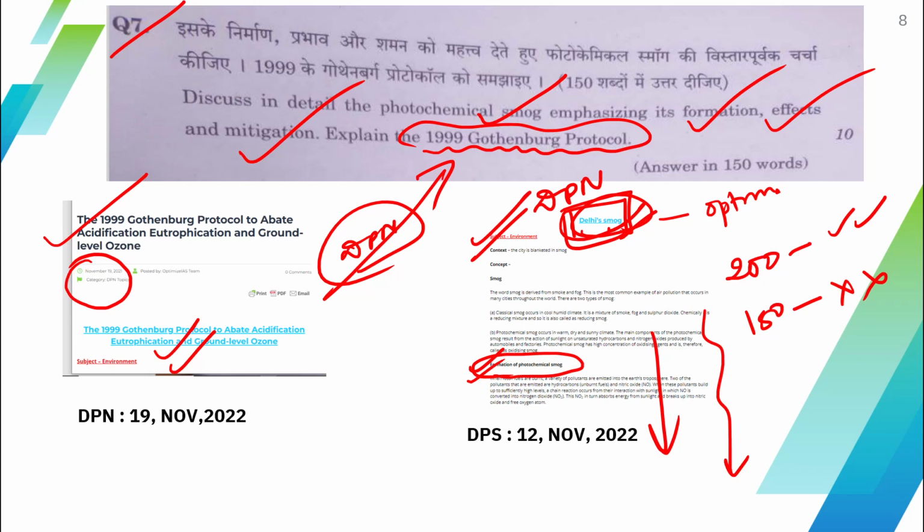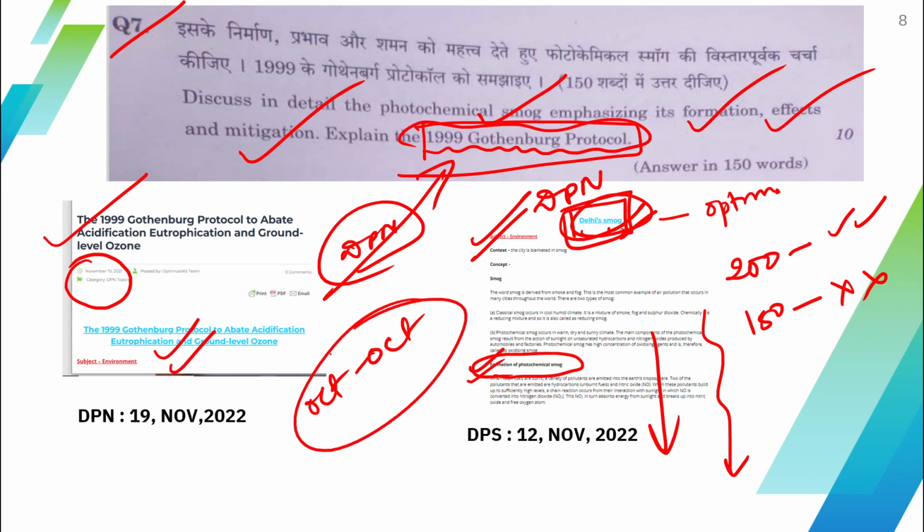Okay, guys. So directly this question is from the DPN. I don't think anywhere in India they have covered the Gothenburg Protocol in the last 1 year. Last 1 year means October to October. In the last 1 year, I don't think anywhere it has been covered. It has been only covered in the DPN, guys. Let us go further, guys.